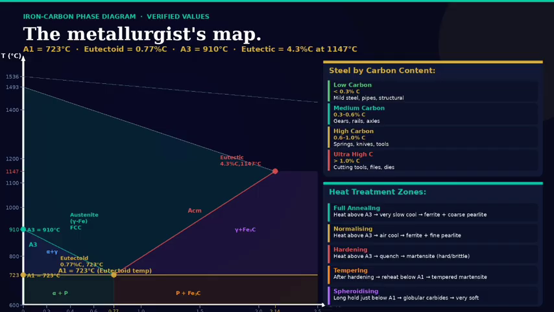Steel at this composition transforms directly from austenite to 100% pearlite on slow cooling. Every heat treatment cycle starts here. This diagram tells you what temperature to use and what microstructure you will get.